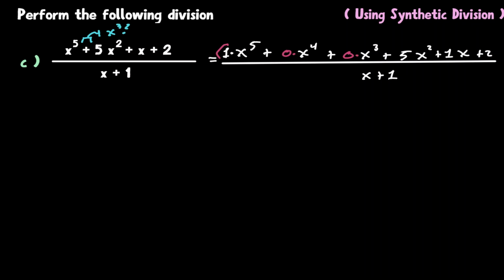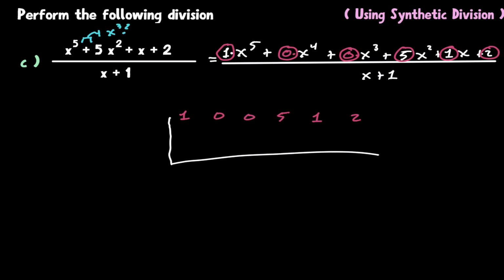Let's start by getting all those coefficients. 1, followed by 0, followed by 0, followed by 5, followed by 1, and then followed by 2. Let's put down an upside down box, and on the outside, let's put down the opposite of what we have in our denominator. We have positive 1, so we're going to write down negative 1 on the outside. So now that we're done with our setup, let's start the process. Let's bring the first value down, which is 1. And let's multiply the outsides. 1 times negative 1, that is going to give us negative 1.